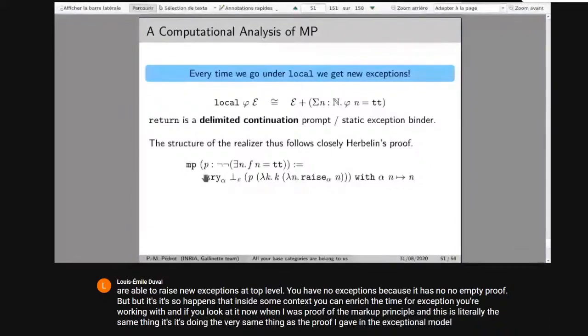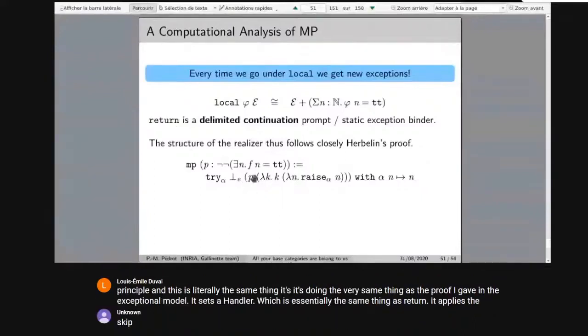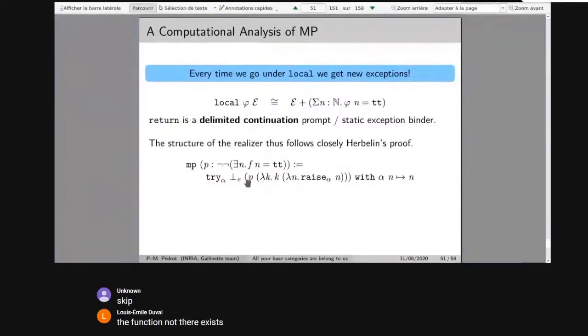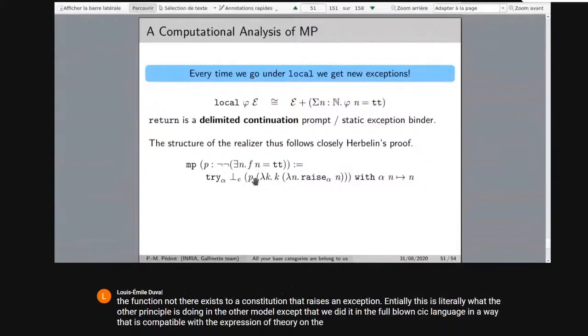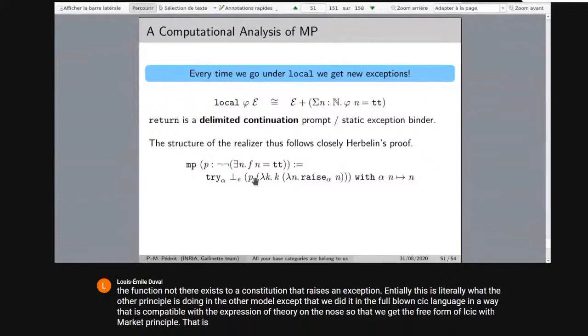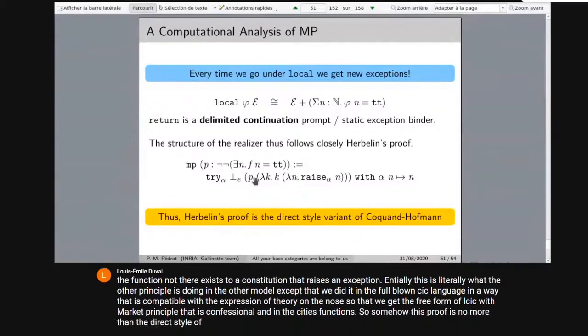That is, it sets a handler, which is essentially the same thing as return, and applies the function "not there exists" to a continuation that raises an exception, essentially. And this is literally what the other principle is doing in the other model, except that we did it in the full-blown CIC language in a way that is compatible with the equational theory on the nose, so that we get for free a full model of CIC with a Markov Principle that is computational canonicity, and so on and so forth. So somehow, this proof is no more than the direct style variant of the Coquand-Hofmann model.